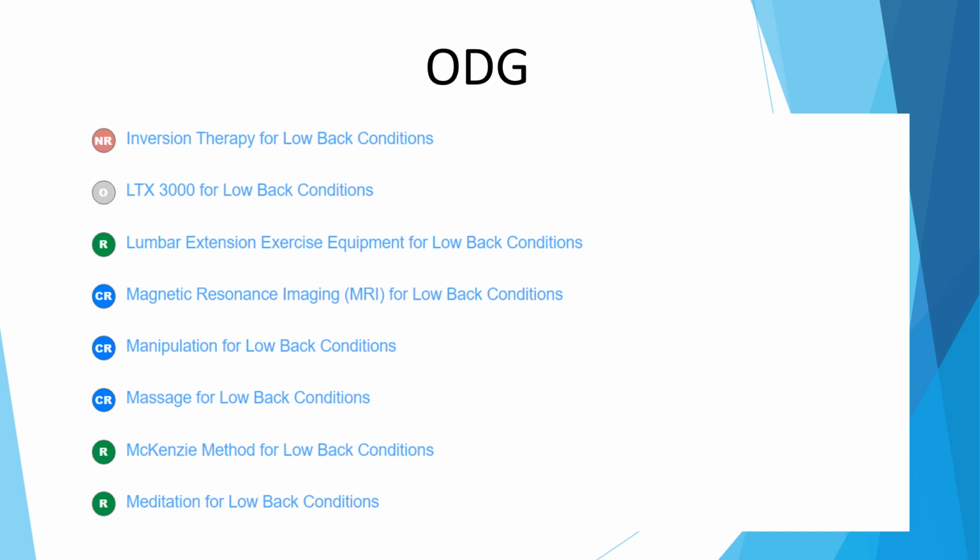And I've scrolled through and I've gotten to a point where I'm sure most of you have seen both MRI, magnetic resonance imaging for low back conditions. You've seen massage, you've seen manipulation. That's what chiropractors and osteopathic doctors do, and sometimes physical therapists. So you'll see a lot of your injured workers with low back strains, and they're going to get manipulation. So you can see that.